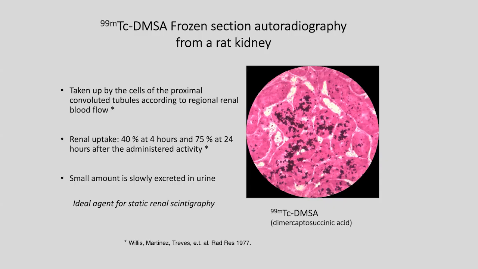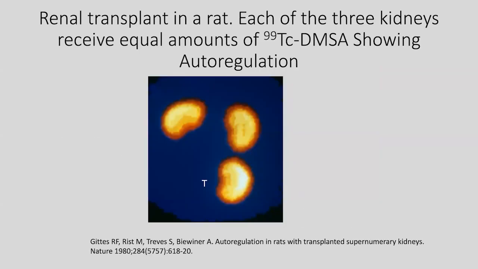What you see here is a frozen section autoradiography from a right kidney after injection of the DMSA, and you can see the dark silver granules associated with the proximal convoluted tubules. The distribution of the DMSA reflects renal blood flow, and this is an example to show when an additional kidney is introduced in this rat. And you can see that the tracer is distributed equally among the 3 kidneys.